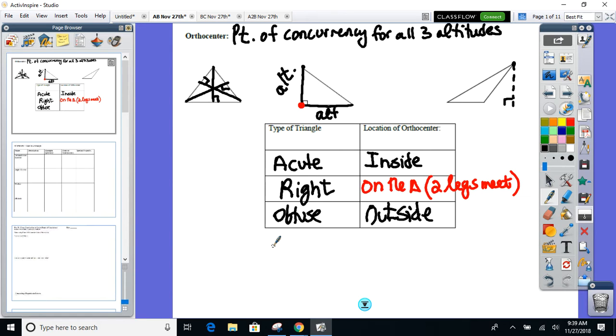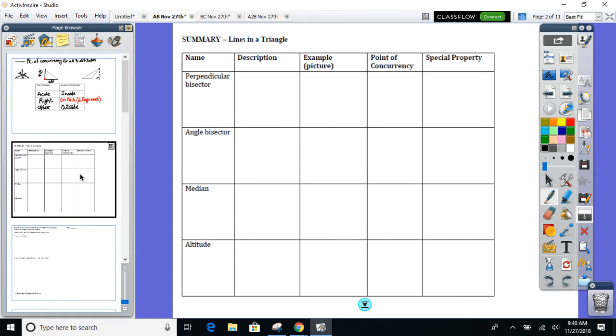All right, you ready to review all of this now? Without looking back, a little mini quiz right now. Mini group quiz. Here we go. This is a summary of everything. Without looking back, can we do this? Let's start with a perpendicular bisector. Draw a triangle, please. I'm not worried about the description at all.